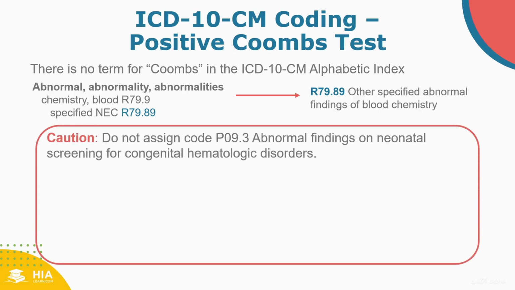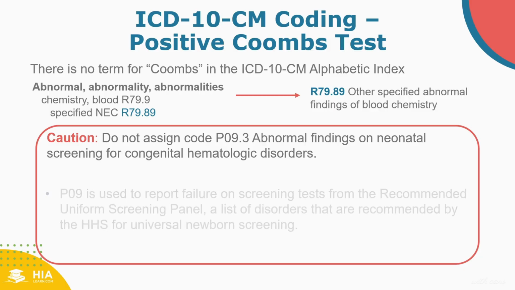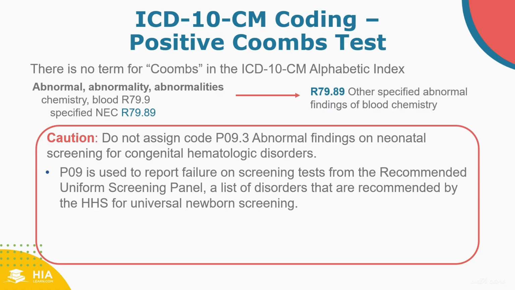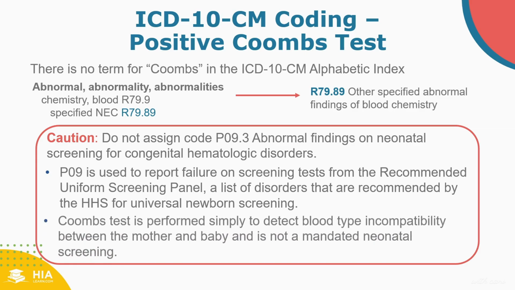A word of caution. It might be tempting to assign code P09.3, abnormal findings on neonatal screening for congenital hematologic disorders, for a positive Coombs result. However, codes from category P09 are used to report failure on screening tests from the recommended Uniform Screening Panel, which is a list of universal newborn screening exams recommended by the Department of Health and Human Services. A Coombs test is not included in this list and is merely a lab test to detect incompatibility rather than a true screening for a definitive condition.